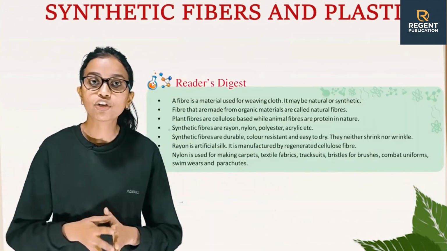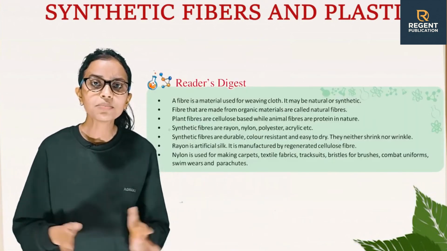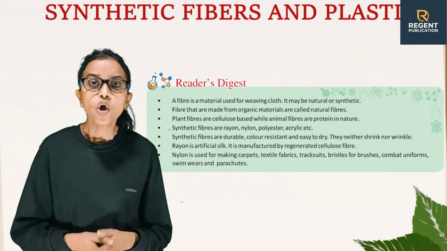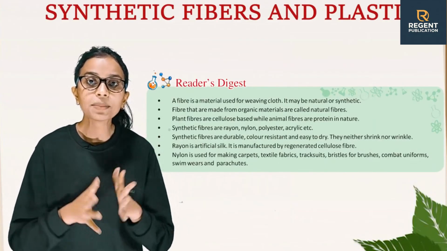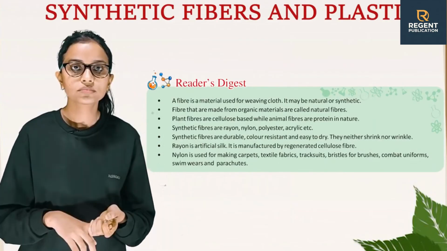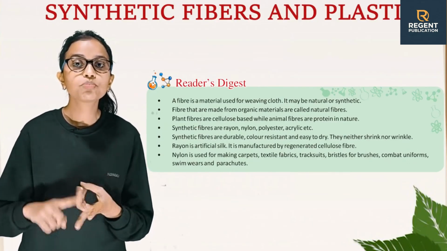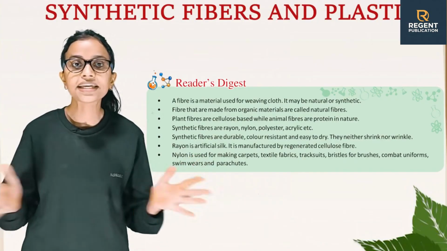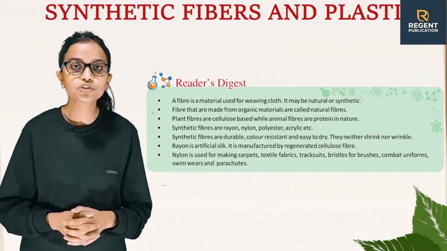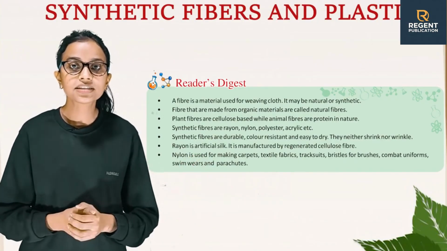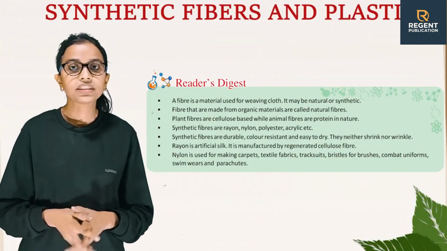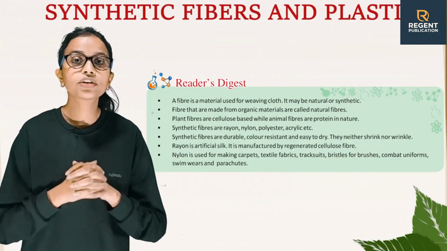Now it's time for Reader's Digest. A fiber is a material used for weaving cloth. It may be natural or synthetic. Synthetic fibers are rayon, nylon, polyester, acrylic, etc. Synthetic fibers are durable, color resistant and easy to dry. They neither shrink nor wrinkle.